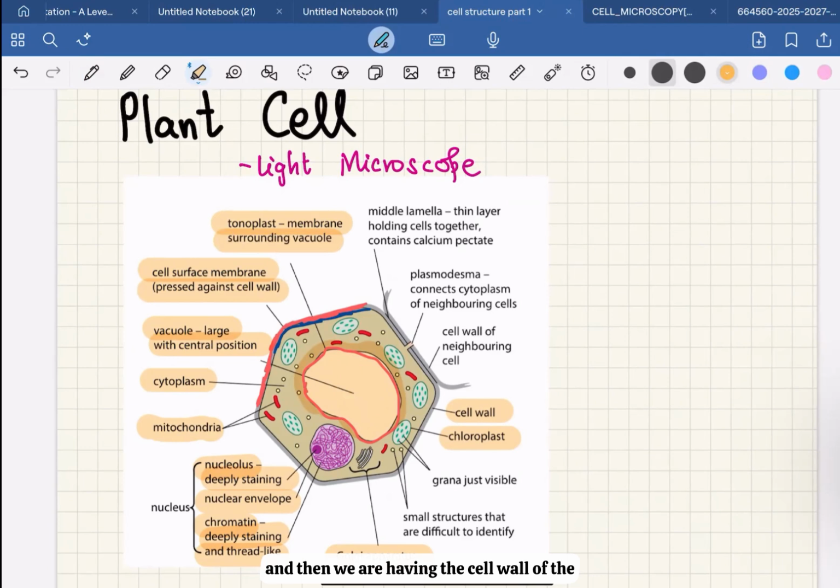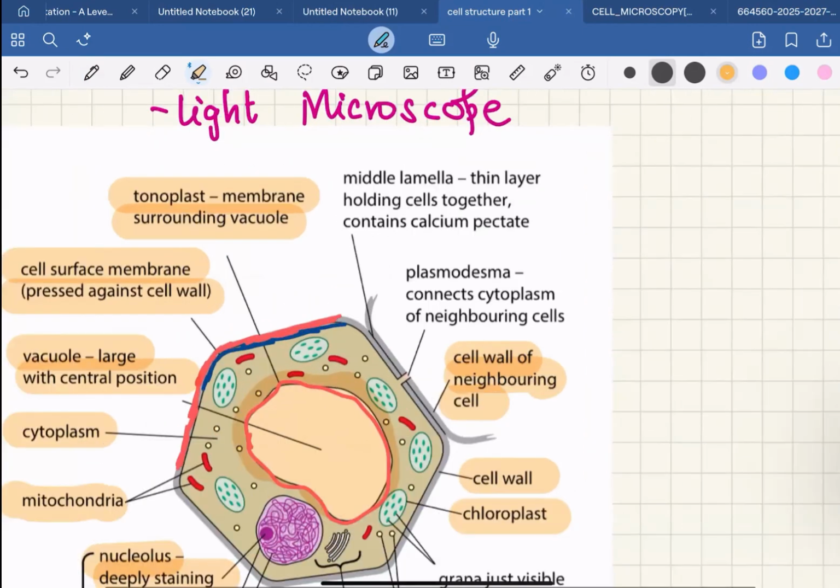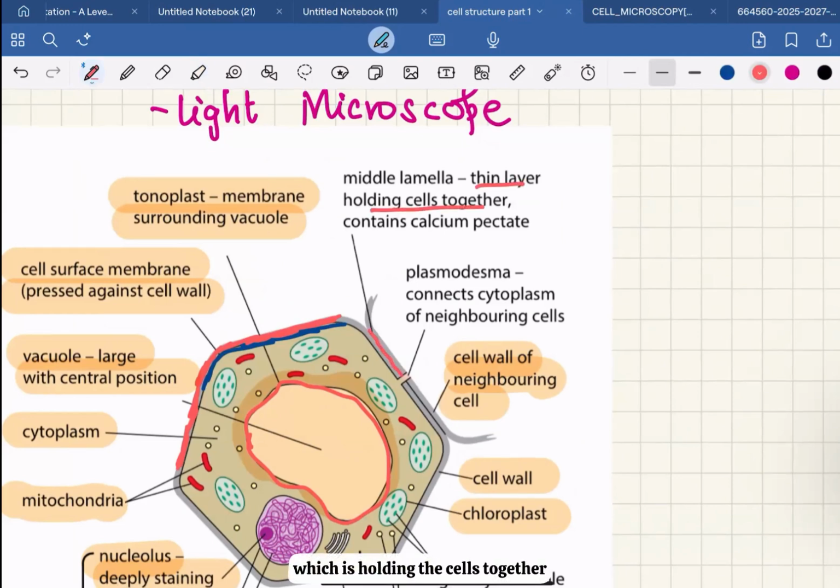And then we have the cell wall of the neighboring cell as well. If you are viewing plant cells which are interconnected to each other, you can view the middle lamella as well. Middle lamella is basically a thin layer which is holding the cells together, and it is made up of calcium pectate, and we are going to discuss it in detail later in the lessons.